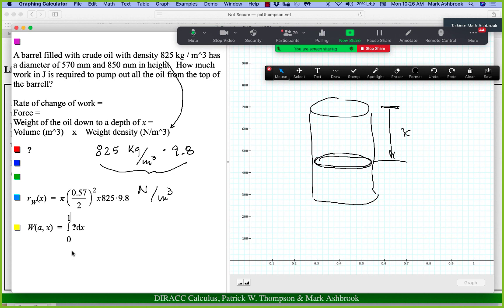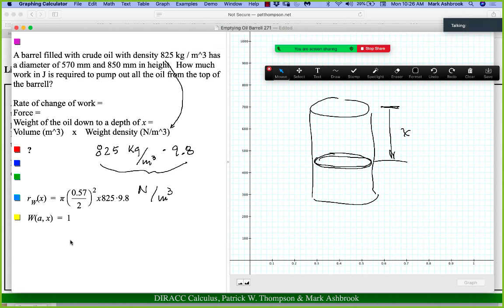All right, and so we're going to go from a to x of. I think you can do it. So you got the rate. We got the rate function. It's the force, which is the weight of this much oil. And then you can set up the work function, and that will give the accumulated work to get x depth of oil out. And so then if we set x equal to the total height, it'll be the work to get all of it out.